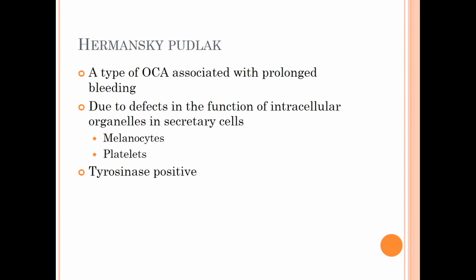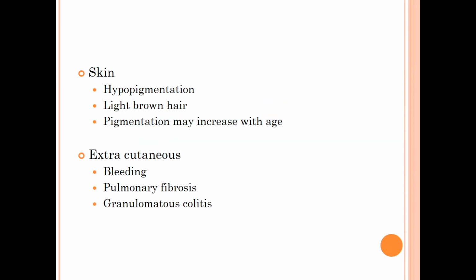Another disorder associated with the oculocutaneous albinism is Hermansky-Pudlak disorder, which is due to defects in function of the intracellular organelles in secretory cells, including melanocytes as well as platelets. So there is less development of platelet granules, but the tyrosinase enzyme is still preserved. So the skin manifestations are similar to oculocutaneous albinism. In addition, they can have bleeding manifestations and lung fibrosis and granulomatous colitis.